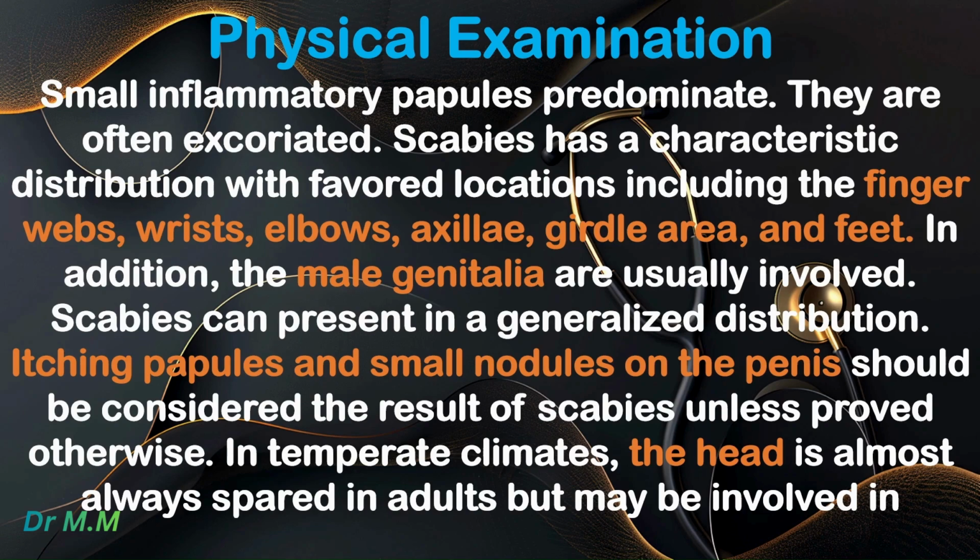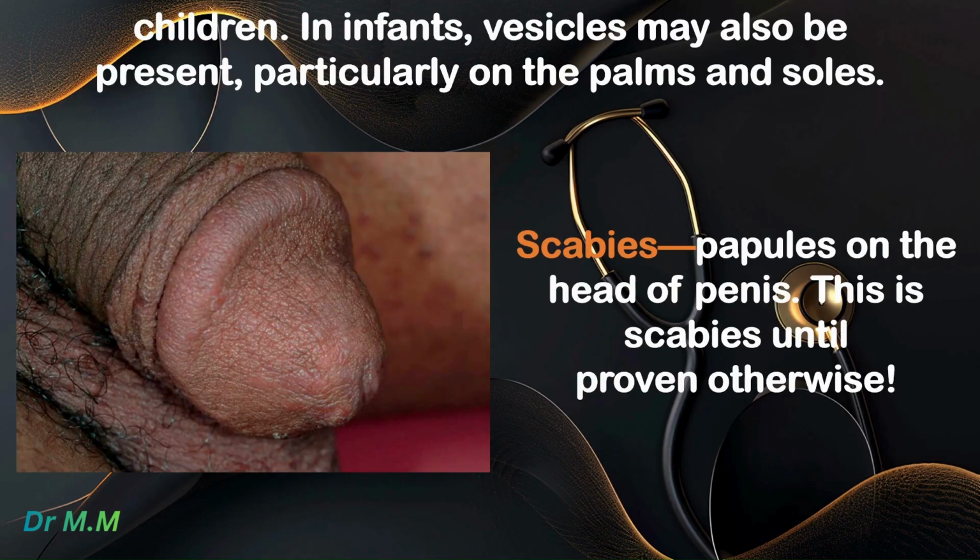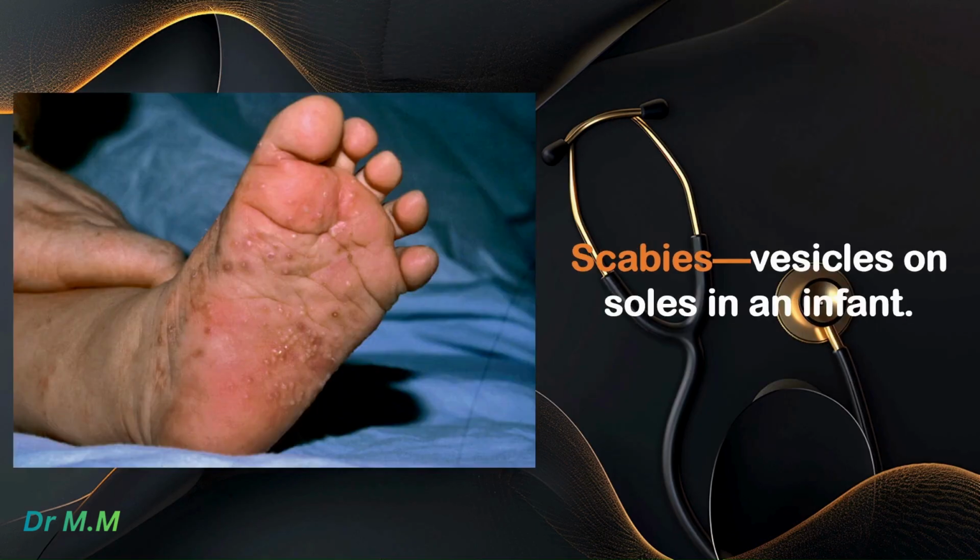In temperate climates, the head is almost always spared in adults but may be involved in children. In infants, vesicles may also be present, particularly on the palms and soles. Scabies, papules on the head of the penis. This is scabies until proven otherwise. Scabies, vesicles on soles in an infant.